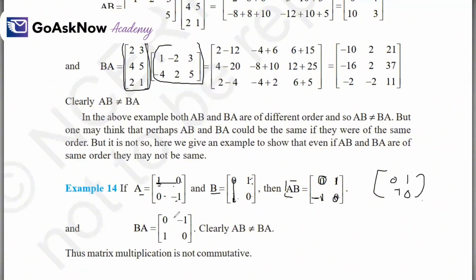But if you do the BA calculation, you will get 0, minus 1, 1, 0. Just do the multiplication and you will find this is the BA matrix. So you can see that AB is not equal to BA, because AB is 0, 1, minus 1, 0 and BA is 0, minus 1, 1, 0. These are different. You can observe this carefully.